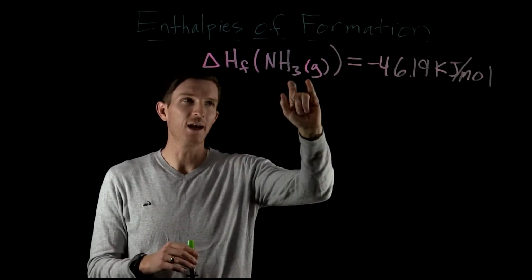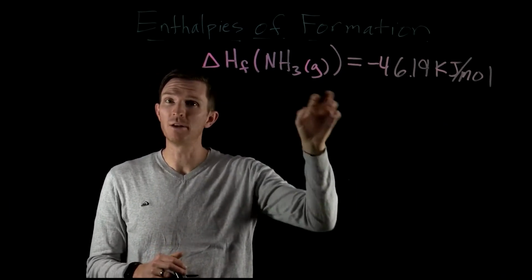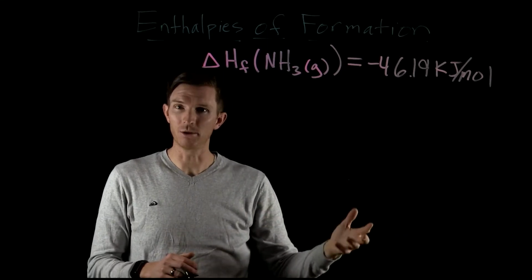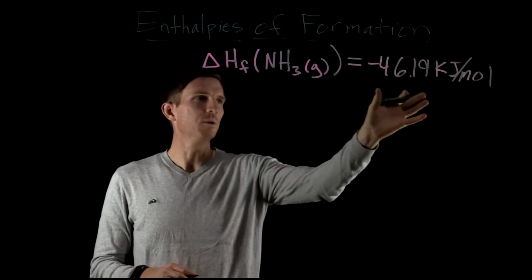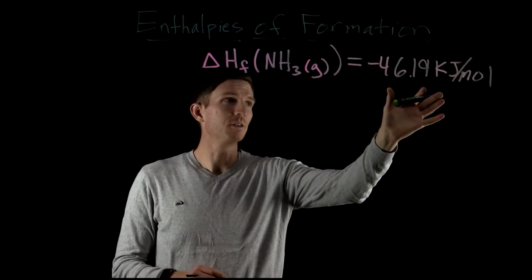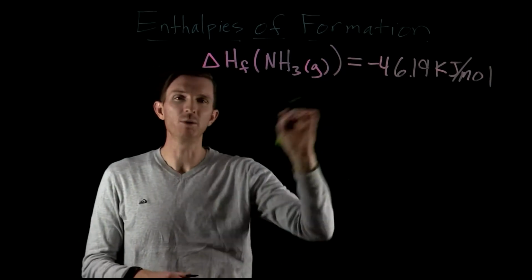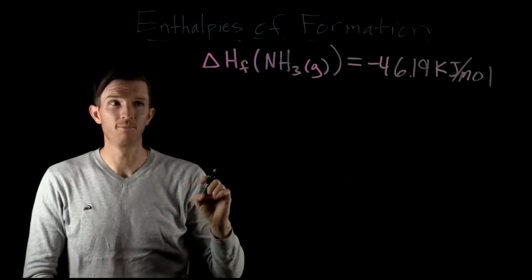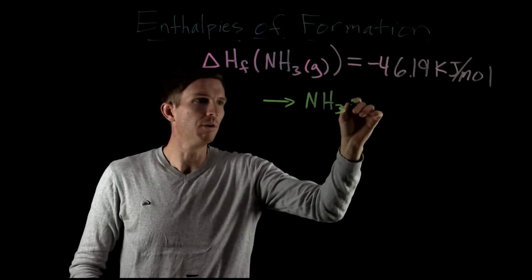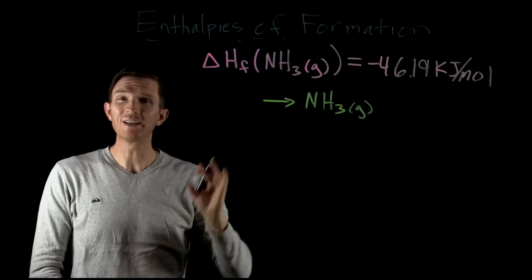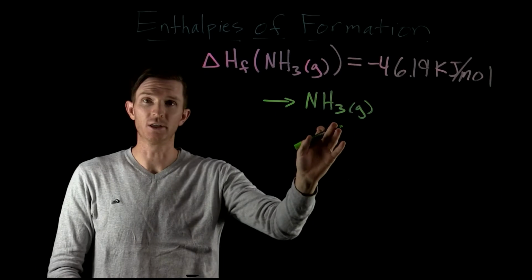The enthalpy of formation is defined as the change in enthalpy to form a substance, in this case ammonia as a gas, from its constituent elements in their elemental state, their naturally occurring elemental state. Let's look at what that looks like for ammonia. The enthalpy of formation of ammonia is negative 46.19 kilojoules per mole. That's the enthalpy change for a specific reaction: forming 1 mole of ammonia as a gas from its elements in their naturally occurring elemental state. In this case, it's nitrogen and hydrogen.